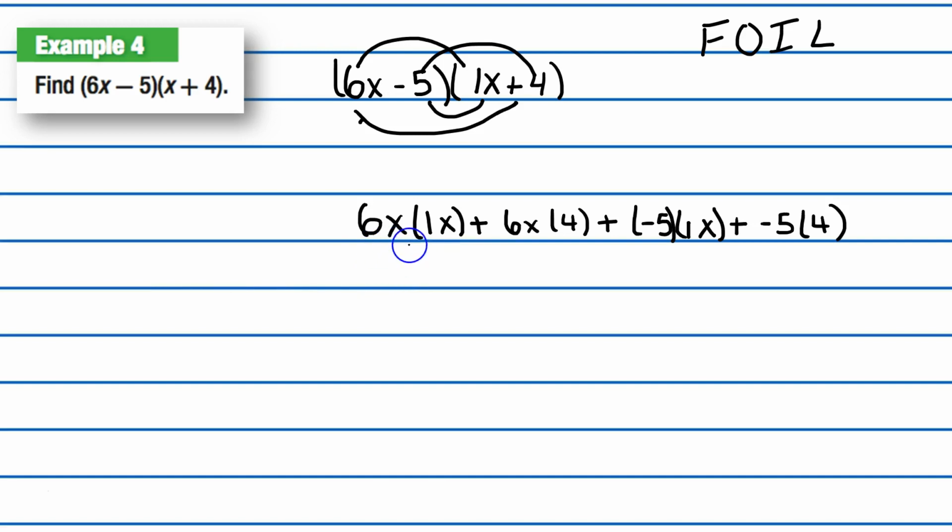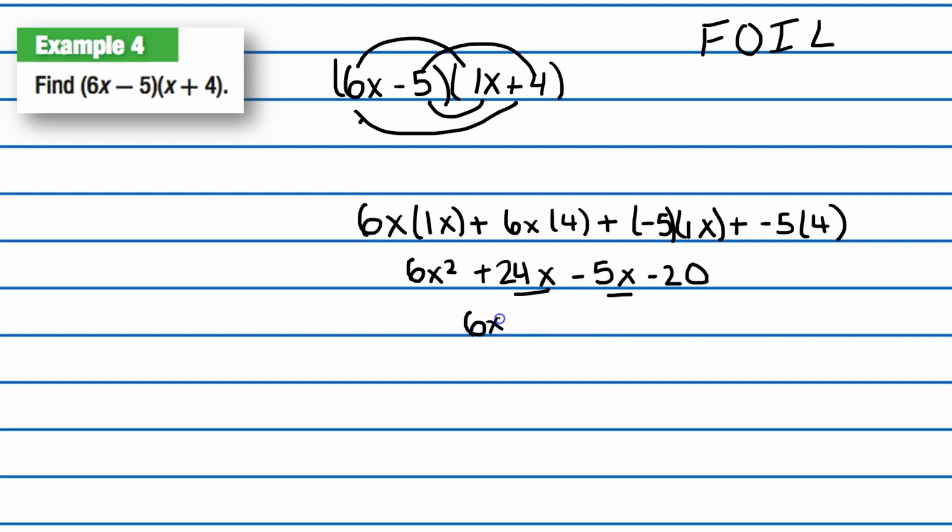So we have 6x times 1x, which is 6x squared. 6x times 4 is 24x. Negative 5 times negative 1x is negative 5x. Then we have negative 5 times 4, which will give us negative 20. But I'm not done here yet, because as you can see here, we have two like terms. We need to combine them.